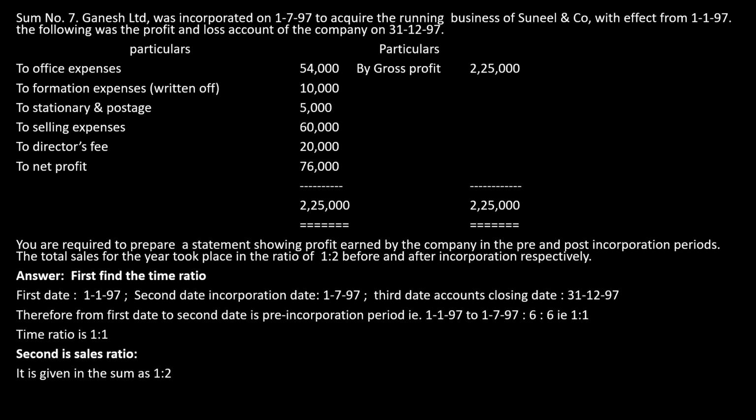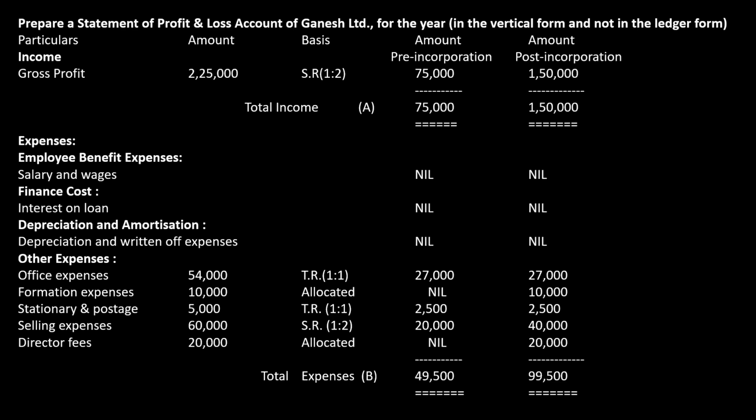We'll go to the next slide now. We'll do the P&L in the next slide. Now look at this P&L. This is how you are going to do a P&L. You are not going to do any P&L in the ledger form hereafter. Hereafter, we will be doing a P&L in the vertical form. You won't do any ledger as you did in the first year or plus one or plus two.